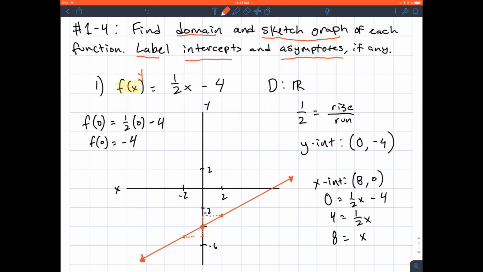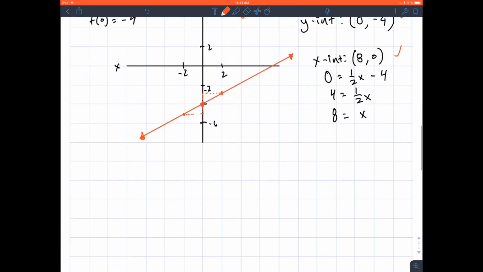Okay, so let's check mark it off. We found the domain, check. We sketched the graph, check. We found the intercepts, check. And asymptotes, if any. There's no asymptotes, so that is done.